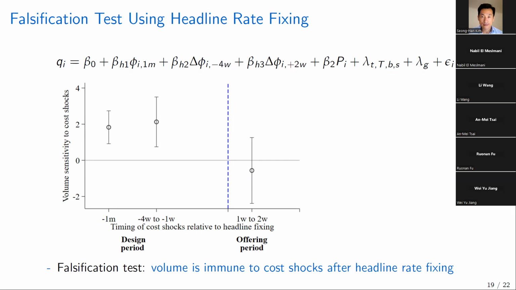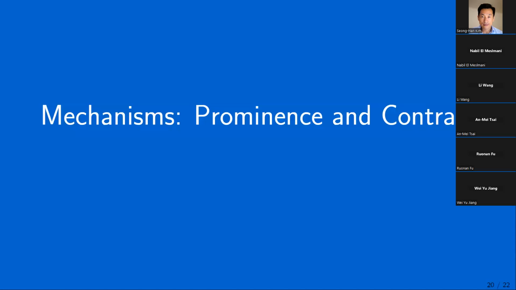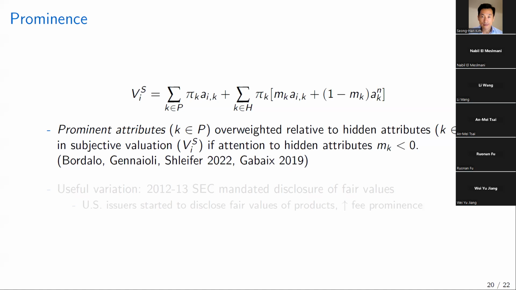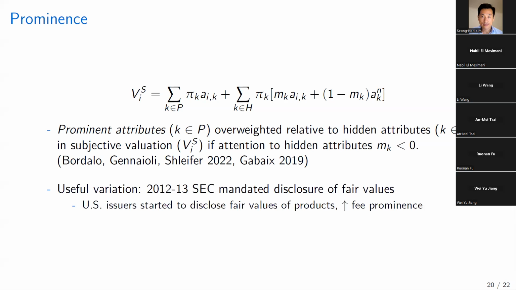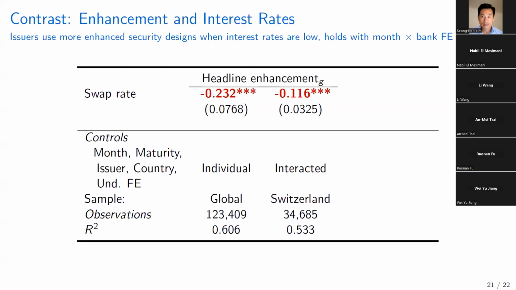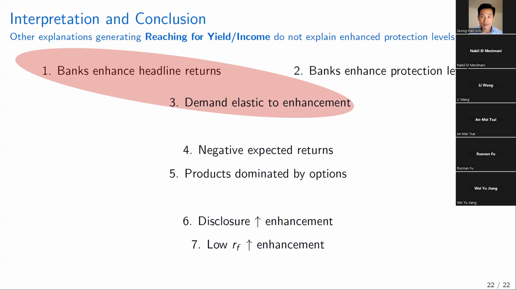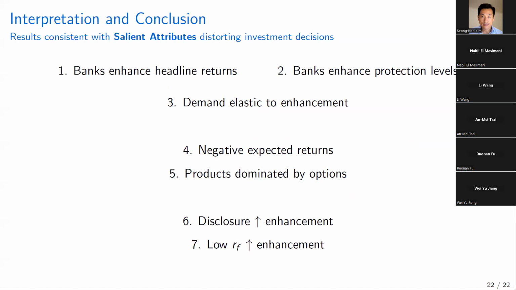All right, so I'm running 3 minutes over my time, so I will skip the section on the mechanisms, where I have some evidence consistent with both the prominence channel and the contrast channel. I can talk more about it if there is demand during the Q&A. So let me conclude by going back to the interpretation.